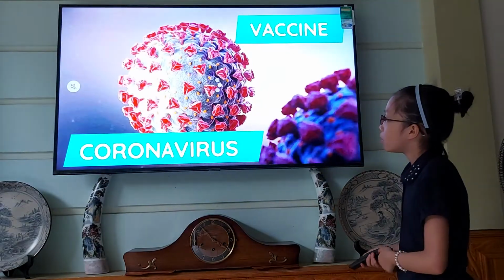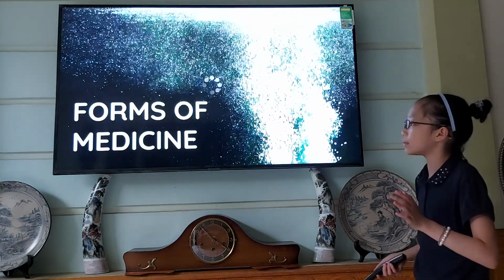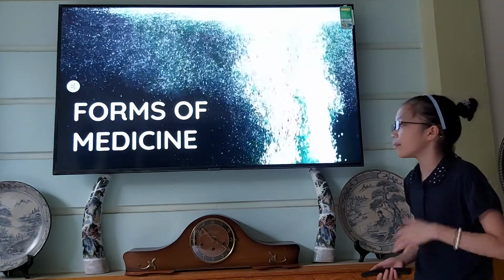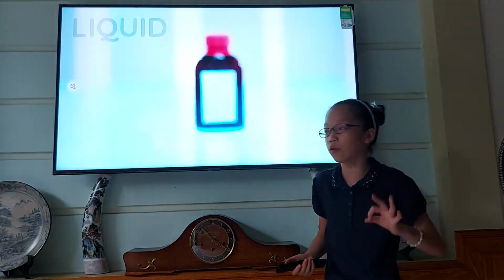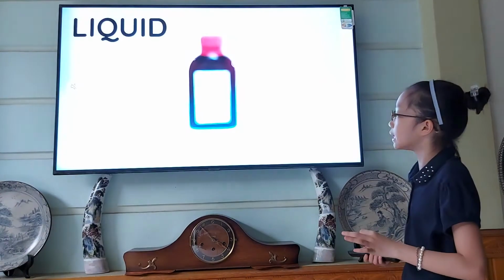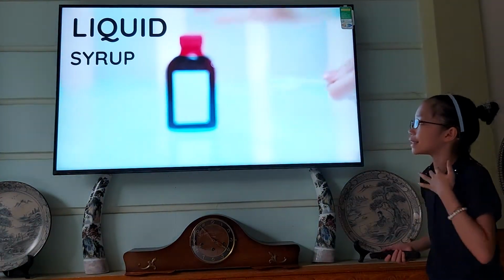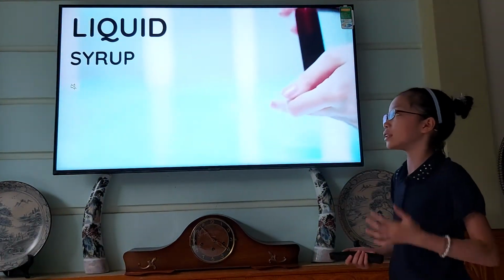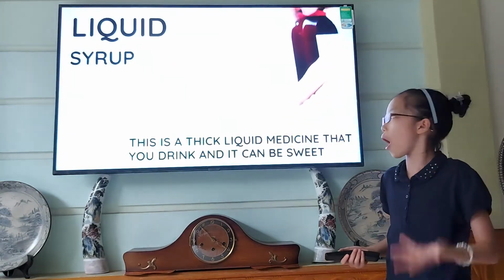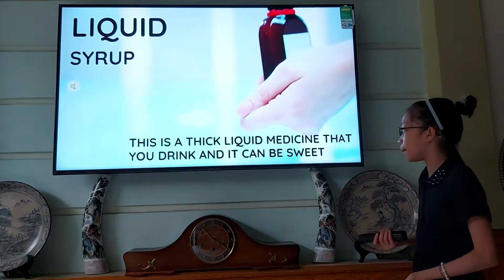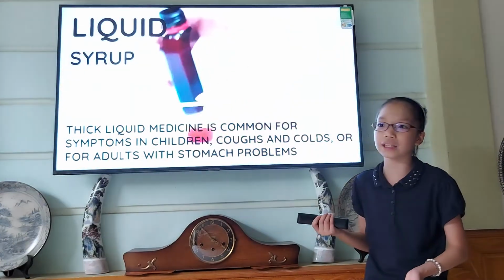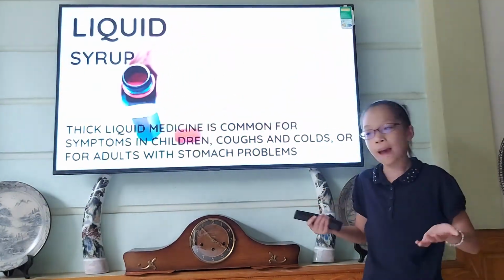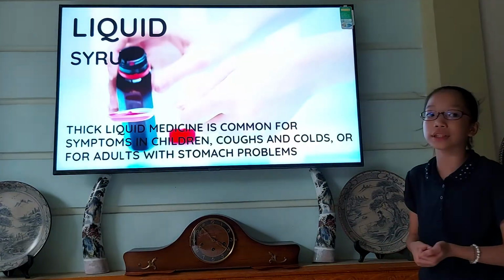And moving on, we'll take a look at forms of medicine. There are many forms of medicine. It can be round, it can be a liquid, there are many forms. So the first is liquid. Here is liquid or syrup. You can call them liquid or syrup, they're both the same. This is a thick liquid medicine that you drink and it can be sweet or sometimes a little bitter or sour. There are many tastes of a liquid or syrup.